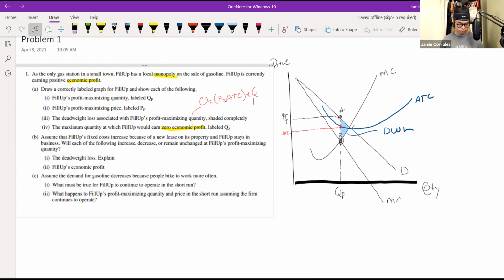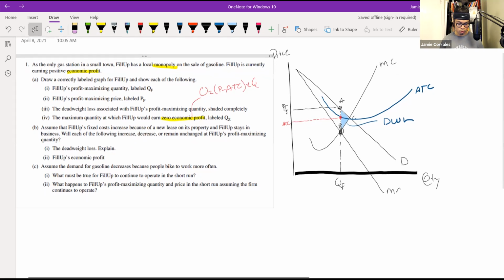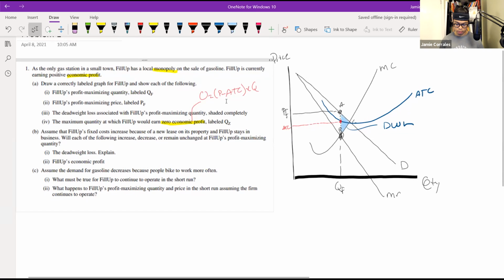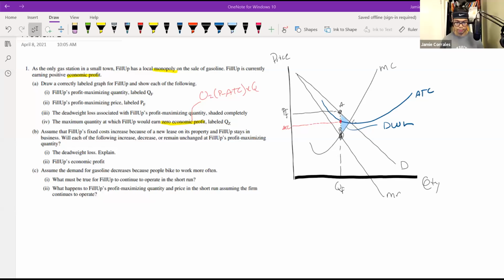The maximum quantity at which Philip would earn zero economic profit, we have to label that as QZ. Sorry, just a little hiccup on my computer. Perfect. Am I even sharing? Just want to make sure. Okay.